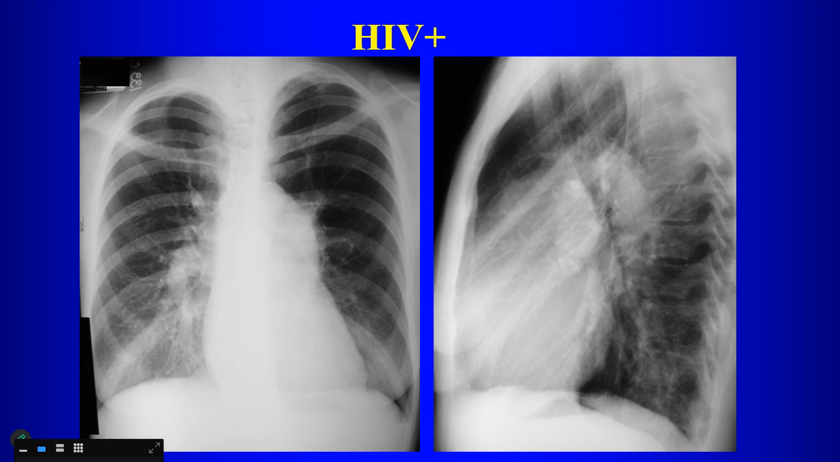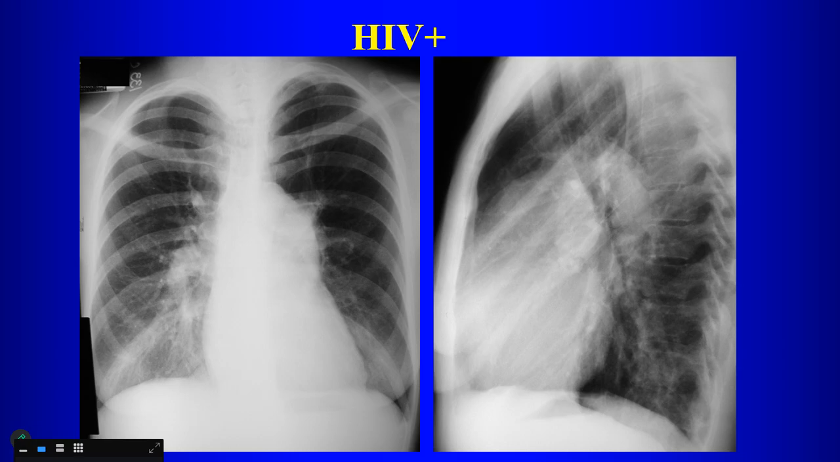Enlargement of what? Right ventricle. How do you know? You lose the retrosternal clear space. The heart's too tall, right? You see the encroachment on the retrosternal clear space here. The heart's not enlarged on the frontal view, but on the lateral view, the heart is too tall, right? So this is enlargement of the right ventricle and the right ventricular outflow tract, encroaching on the retrosternal clear space.